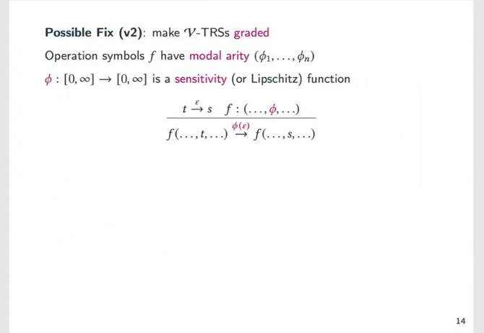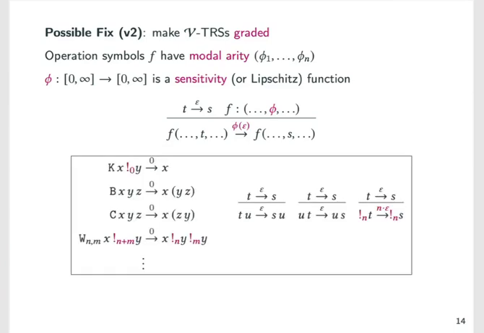And what we do in this case is to endow operation symbols with modal arities, which are just a bunch of functions from real numbers to real numbers, which act as the sensitivity or the Lipschitz constant of the function, which in particular tell us how distances should be amplified when performing a reduction. So if we have a reduction from T to S with error epsilon, and we want to perform that reduction inside the function symbol f, we just look up in its modal arity what the sensitivity of f at that position is, and we amplify the original distance using that function.